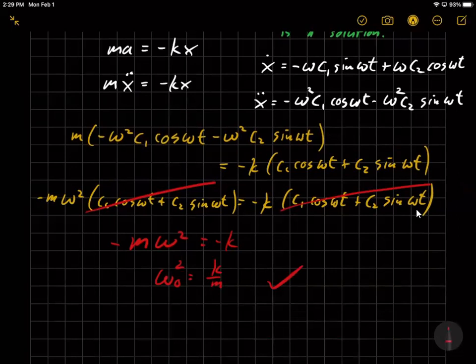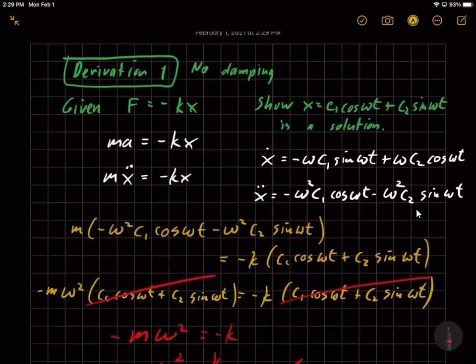So we have shown, in fact, that c1 cosine omega t plus c2 sine omega t is the solution to F equals negative kx.